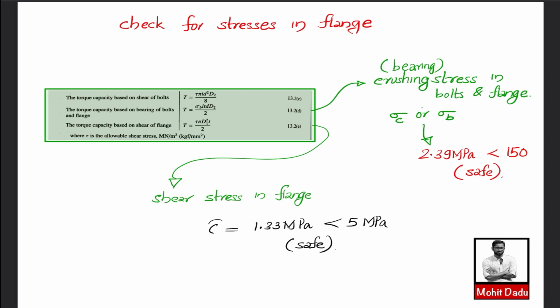So we have found all the dimensions of the shaft, key, hub, flange and the bolt used. We have also checked for the stresses induced, and we have verified that it is in the safe zone. So this is the procedure for the design of a coupling, where it is a rigid coupling, and we have done the problem for a flange coupling.